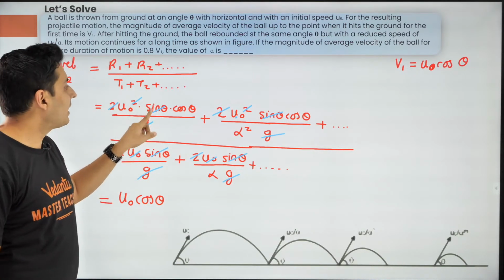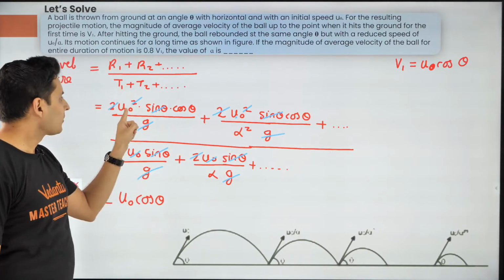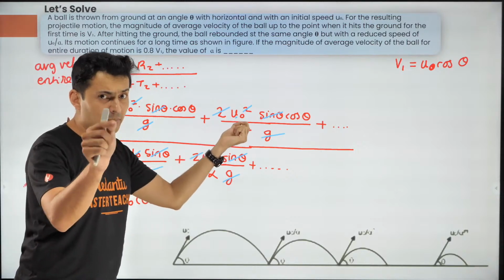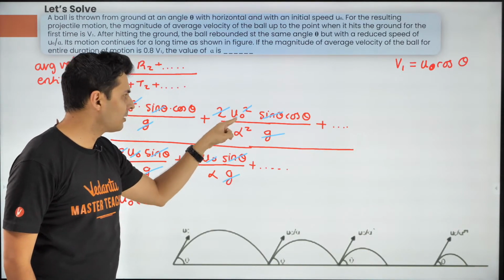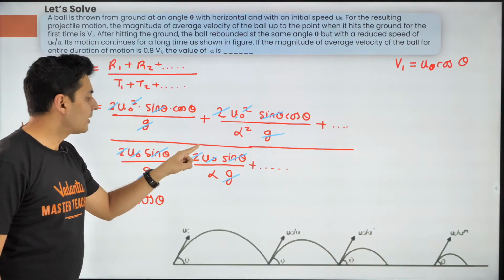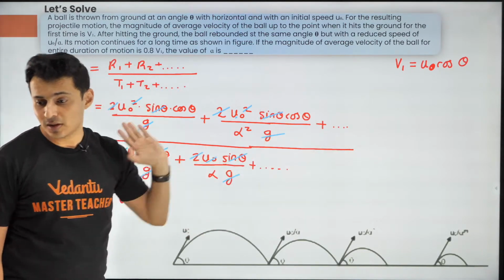But just keep in mind, every speed will be alpha times less. Because the second term will have speed alpha times less, there is alpha square over here because u is getting squared. Same thing for time of flight. Instead of velocity, it will be velocity by alpha. Next term will be velocity by alpha square, and so on and so forth.